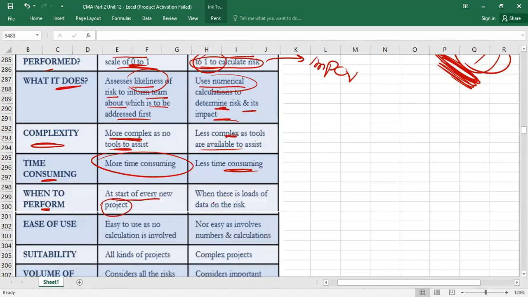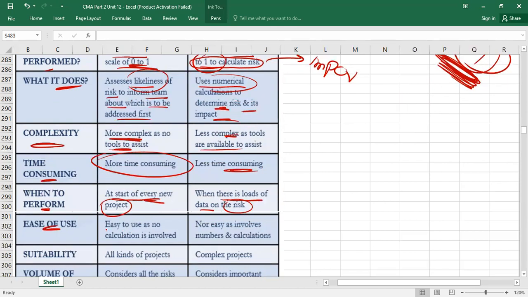And here, quantitative assessment, when there is a lot of data on the risk, when we have already available data on risk, then we perform it. And we try to quantify important risks, right? But this we do at the start of every new project.